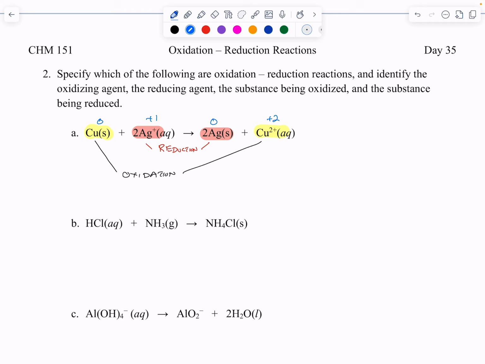B, the next one, HCl. Well, what are our oxidation states? All right, we got +1 for H, -1 for Cl, -3, plus 1. All right, what happens here? Chlorine -1. Hydrogen's +1, +4, -3. That work? Yeah. Nobody changed. So B is not redox.